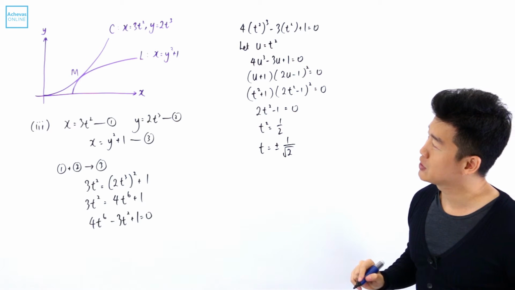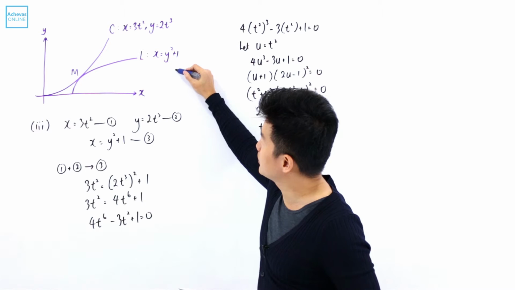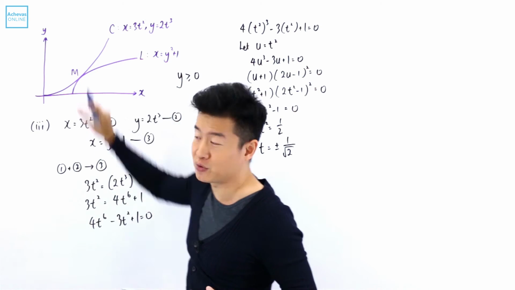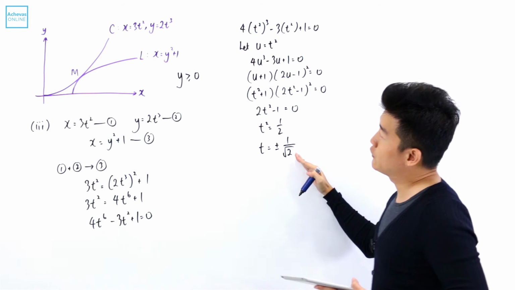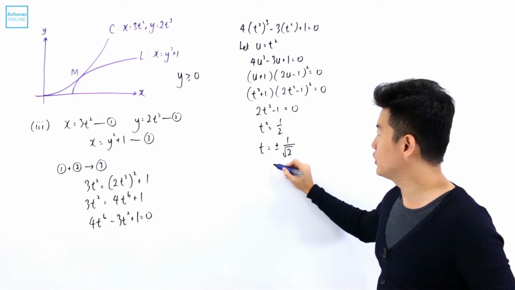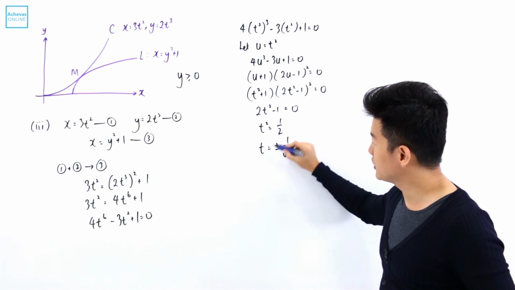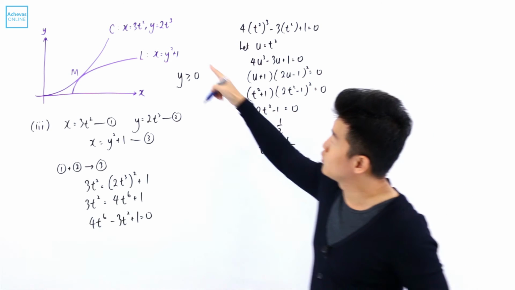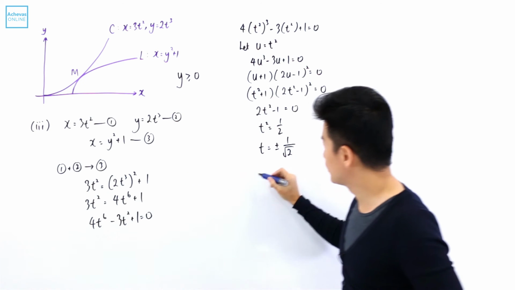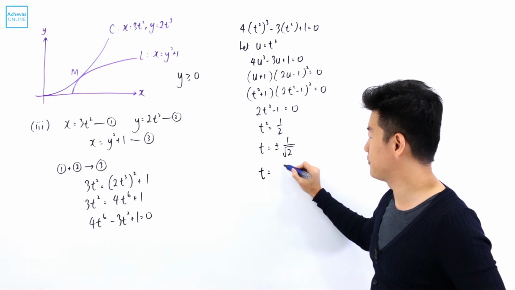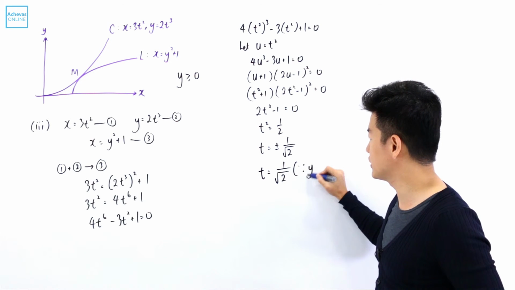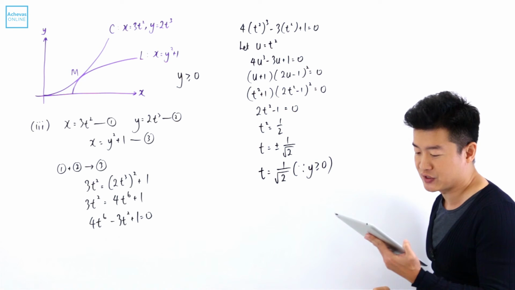But the question actually tells me something. The question tells me that y is supposed to be bigger or equal to 0 because we are looking at only the top portion over here. So if you look at what the x and y coordinates can be, you can see that I'm going to reject the negative 1 over square root 2, because if I were to substitute negative 1 over square root 2 into here, I'm going to get a negative y coordinate, which is not what I want. So t is going to be just positive 1 over square root of 2, and this is because the question says that y is bigger or equal to 0.